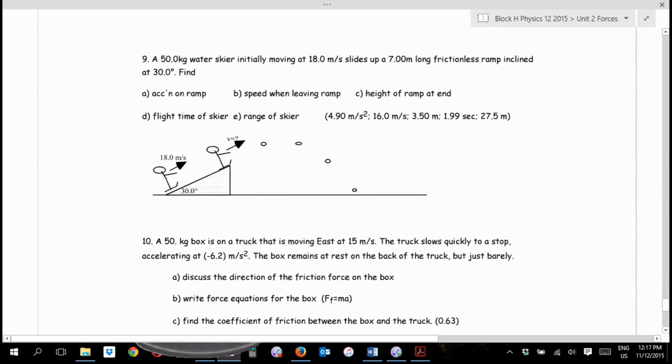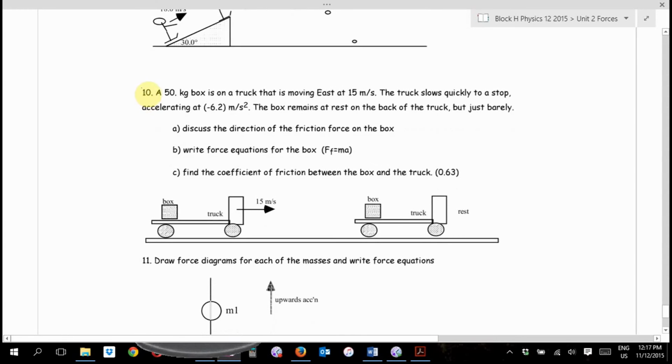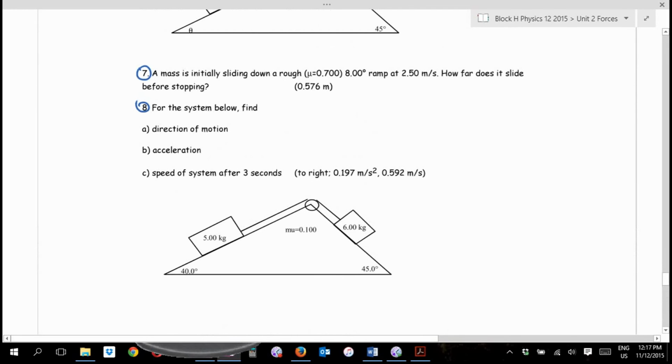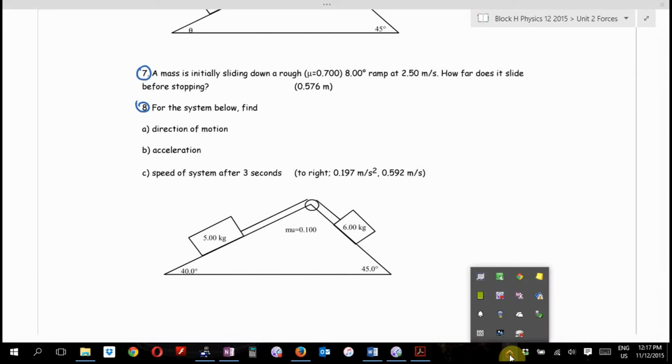Number 9 is tempting. It's a water skier, but I'll pass. In fact, you know what? I'm just going to assign those ones for now, because I'm going to be giving you more stuff. Sorry. Let's see if we can finish off the unit, or at least come close enough so that on Tuesday I teach for about 10 minutes and you have the rest of class to work on take-home quizzes and practice.